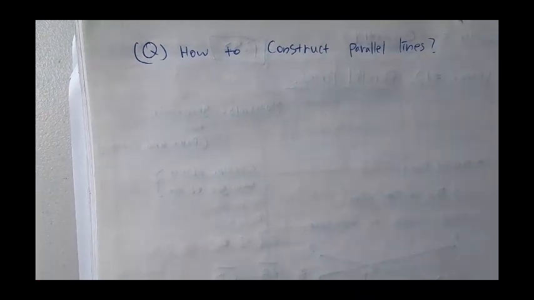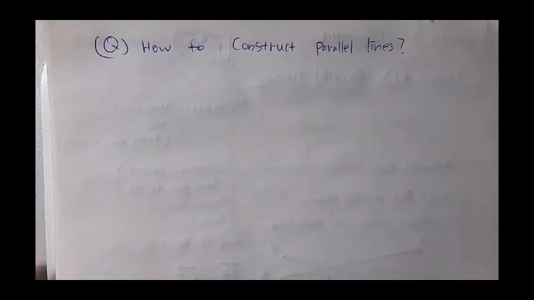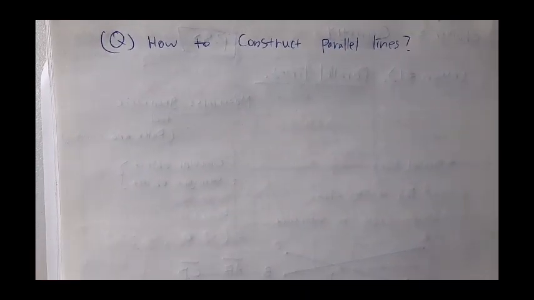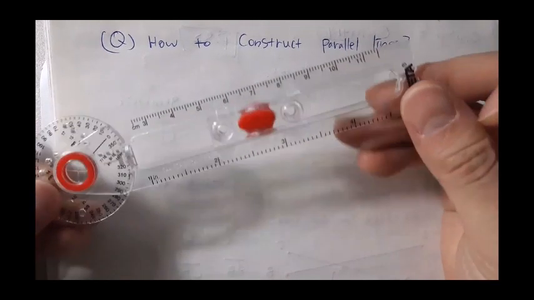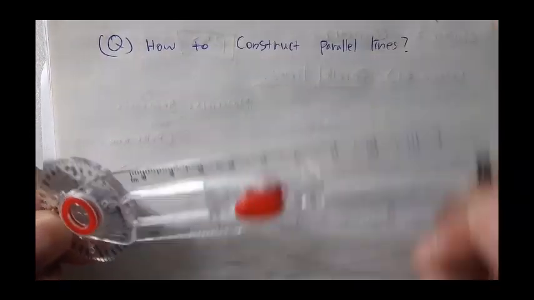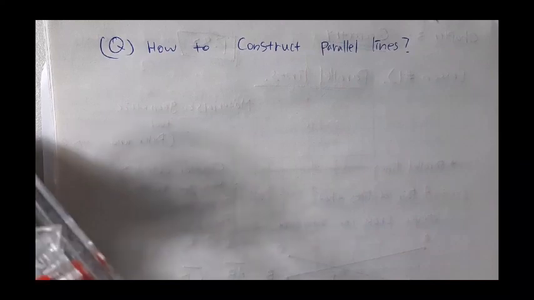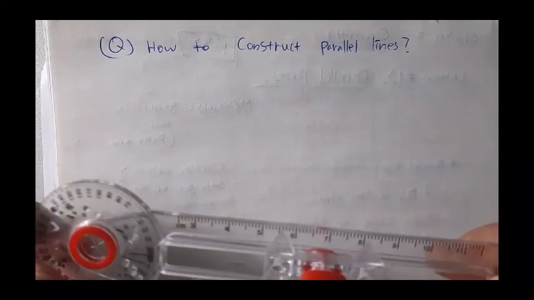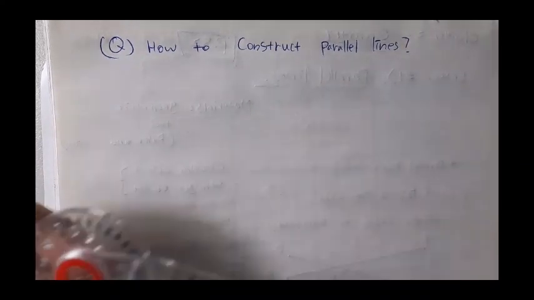How can we construct parallel lines? Now this is something that we need to understand. The easiest way is, I prepared two rulers. This is a special ruler where it can also become a compass, but it really doesn't matter if you know what to do. So here's the thing.